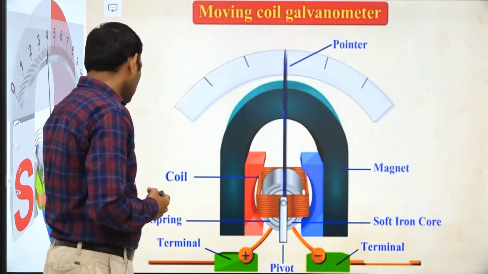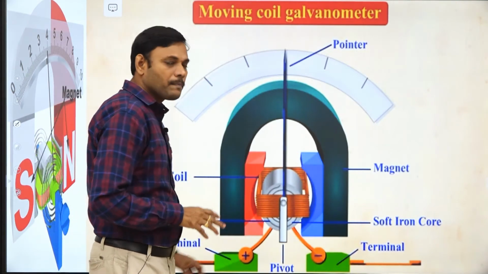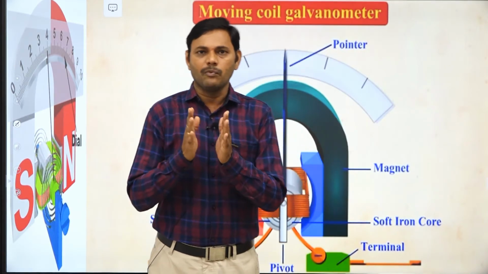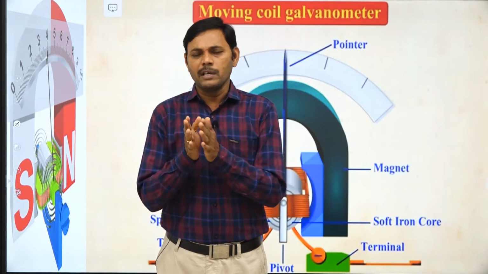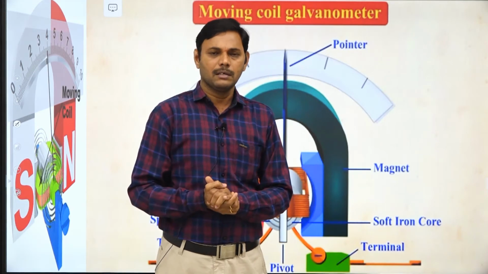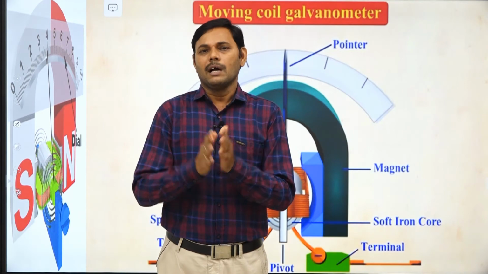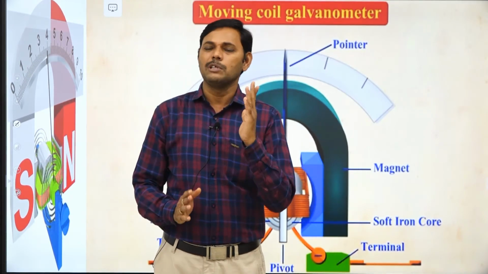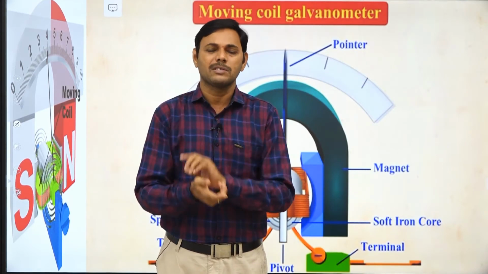So next we have to discuss the moving coil galvanometer. Students, I summarize the concept we discussed so far. The first one is we consider a coil in uniform magnetic field, and we found that on the length of the coil one force is out of the board, another force is into the board, and it contributes a couple, produces a torque and rotates the coil.